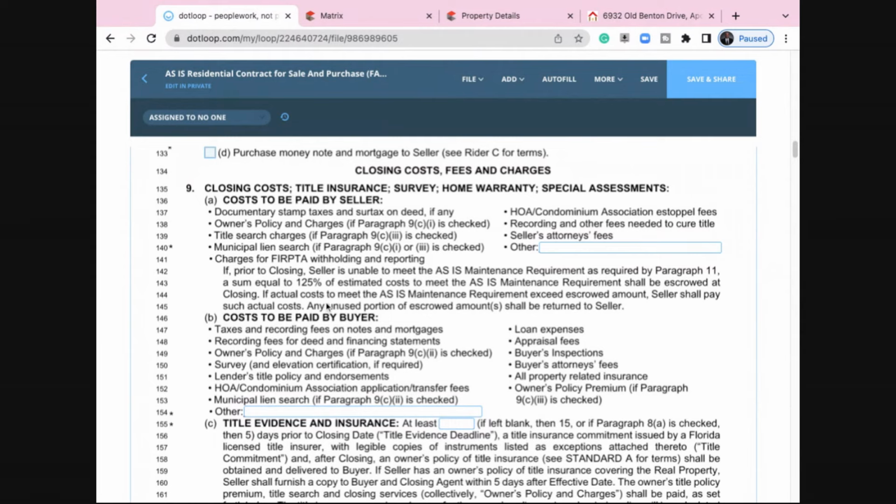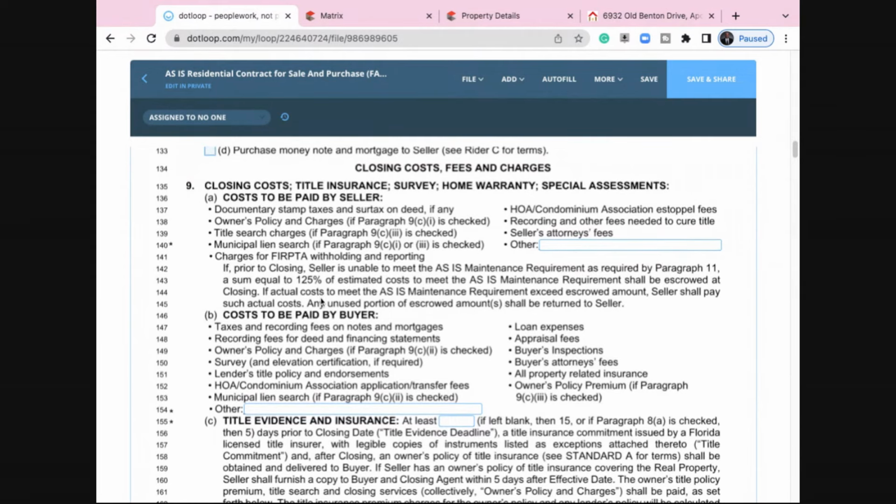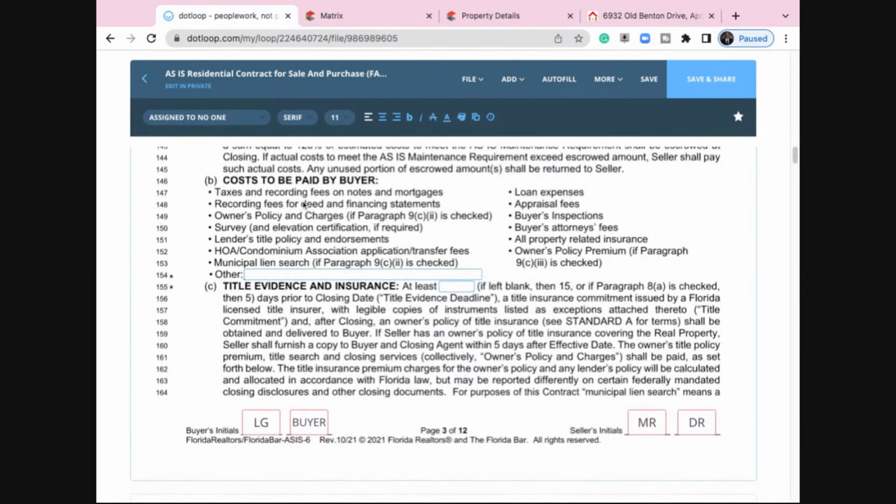Okay, here is closing costs, fees, and charges. Now, this is an area where, especially, the costs to be paid by the seller and the costs to be paid by the buyer are listed. Okay, so these are the standard costs to be paid by the seller. We can actually put something in here, but most common is the costs to be paid by the buyer.